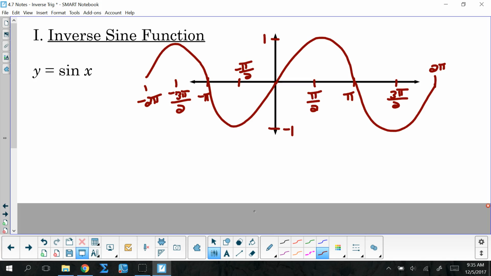Now, here's the cray-crayness. Talk to me first, before we get all cray-cray. What is the domain of sine of x? All real numbers. What is the range of sine of x?